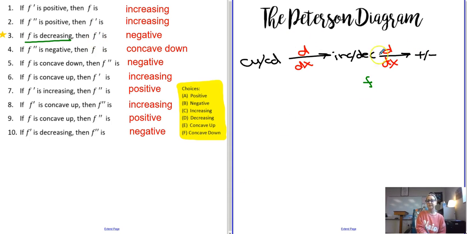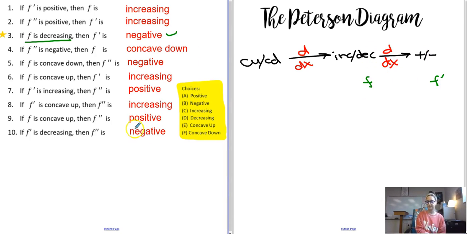So f prime is the derivative, so I need to move over one slot, right, and stay on the negative end, okay? So f prime would be here, okay? And I moved one to the right because I'm taking a derivative, right? So if f is decreasing, f prime is negative, which we got there. All right, let's try a couple more.